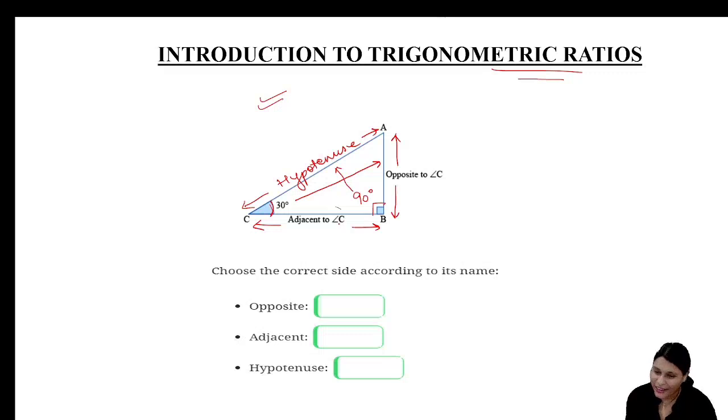Now let's choose the correct side. So opposite to angle C is side AB, adjacent to angle C is side BC, and the hypotenuse of angle C is AC.